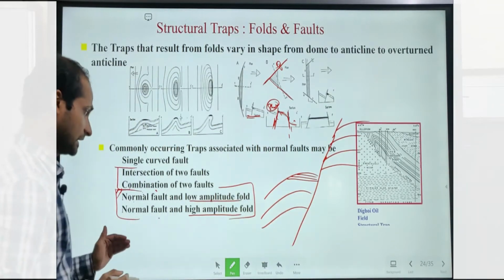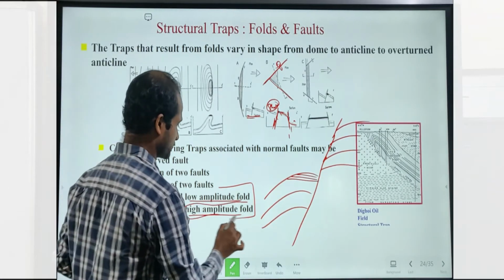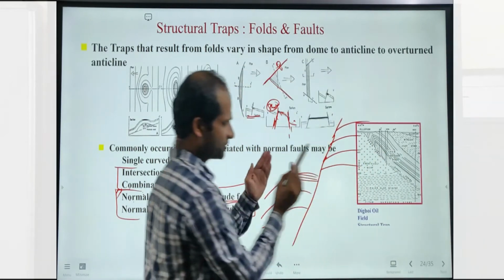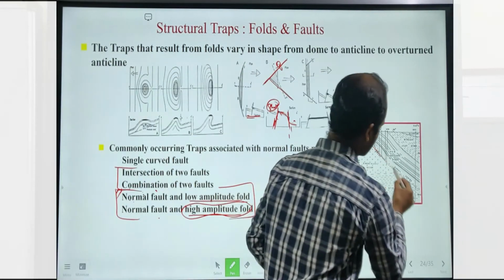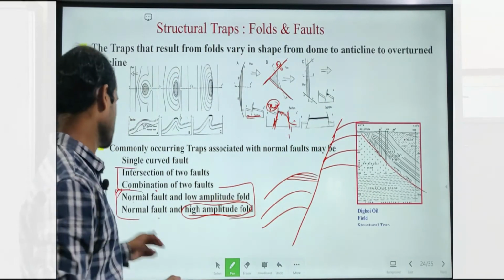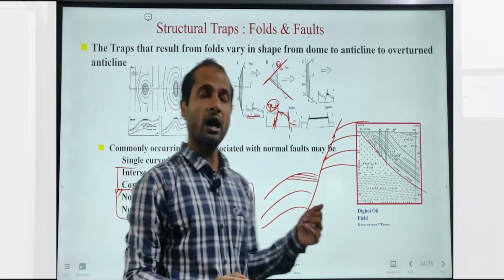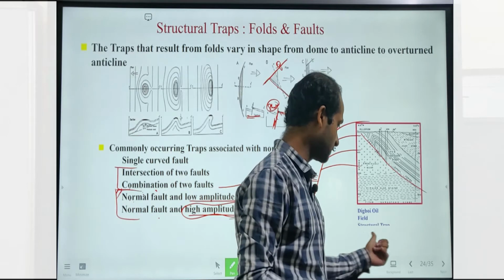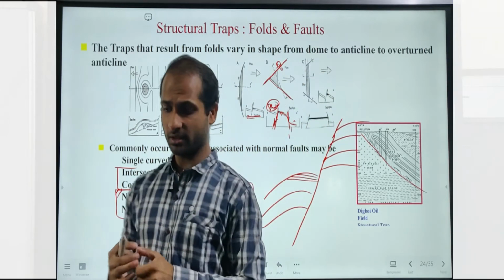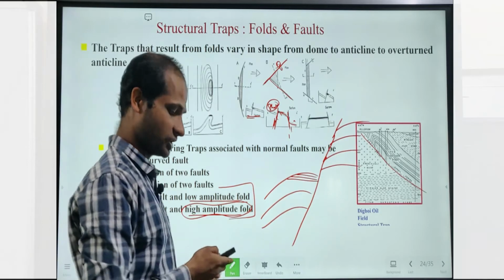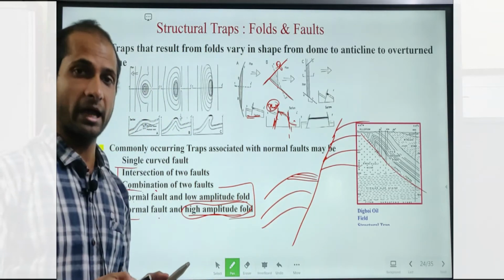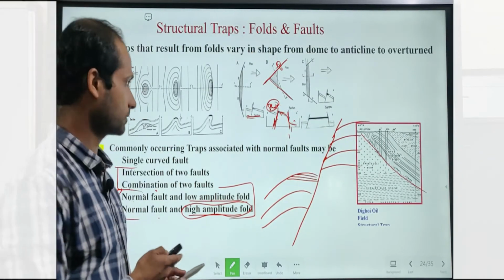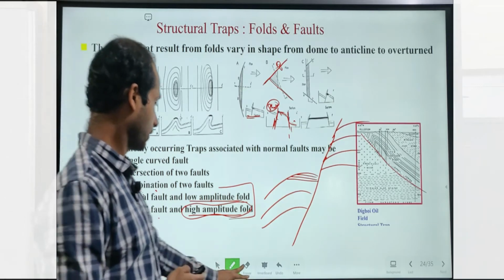And if the compression is relatively higher, then what will happen? Then we get this kind of structure, a tight fold associated with a fault, and we call it a normal fault with high amplitude fold. That is best explained by the Digboy oil field of Oil India Limited, where we have this kind of structure and are producing hydrocarbon in India. Where is Digboy? Digboy is in Assam, one of the main fields of Oil India.